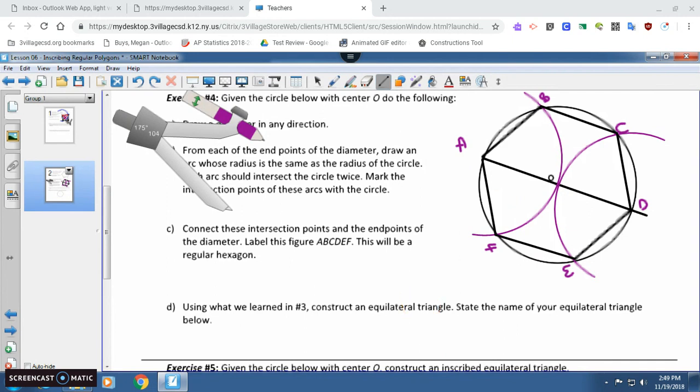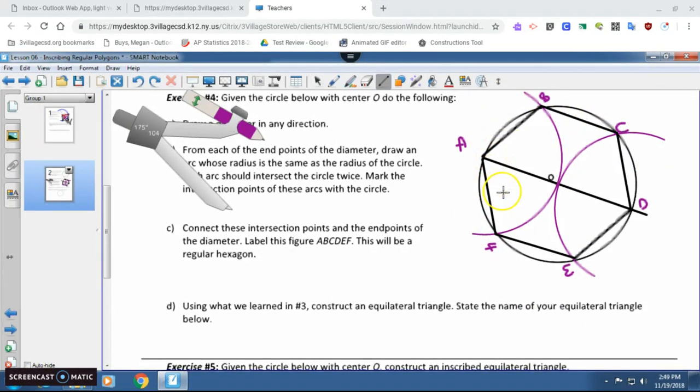But what I want you to do now is, for number 5, construct an equilateral triangle. Use the same picture we did here, but don't connect all 6. Just connect every other point.